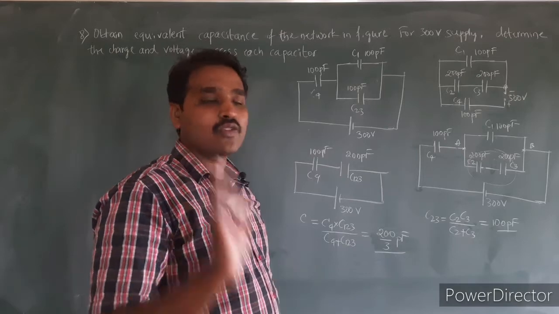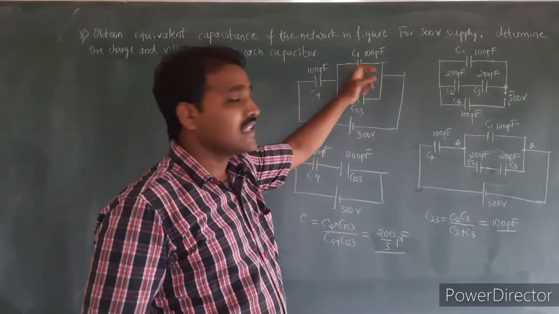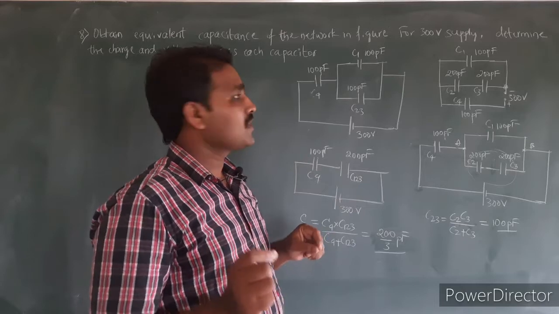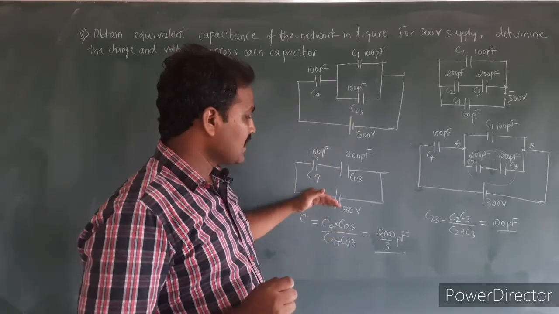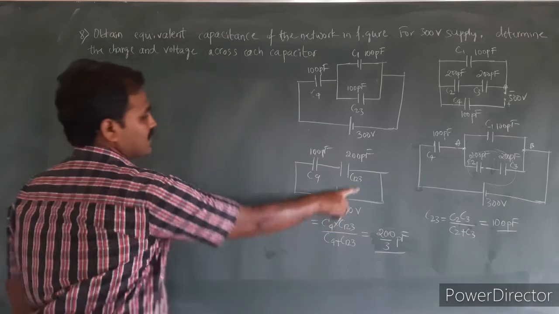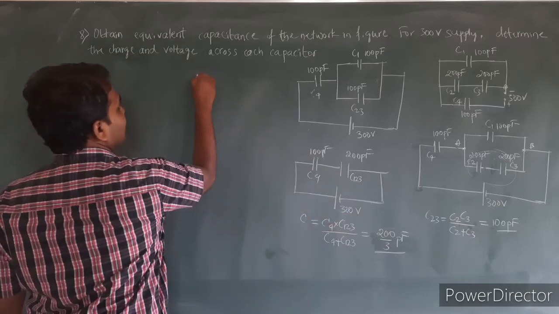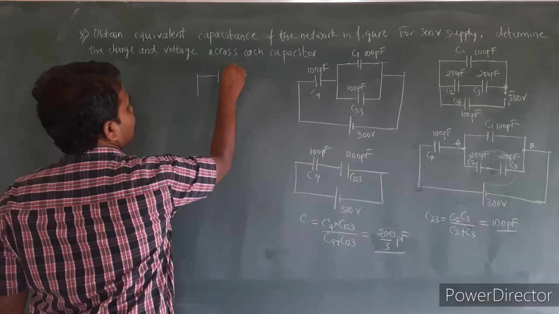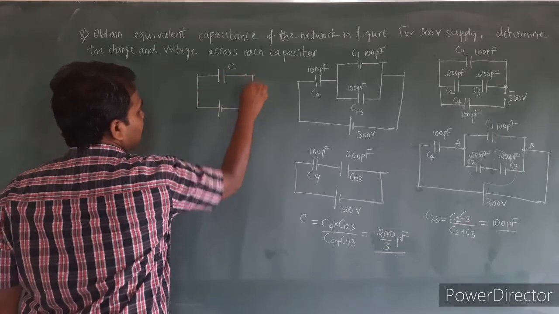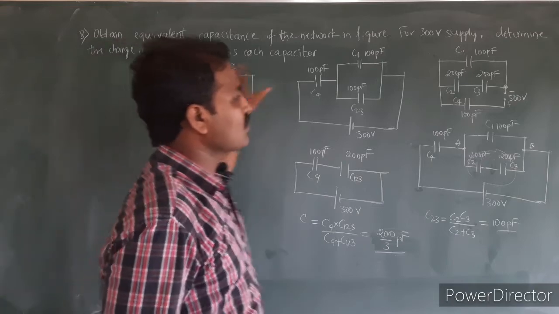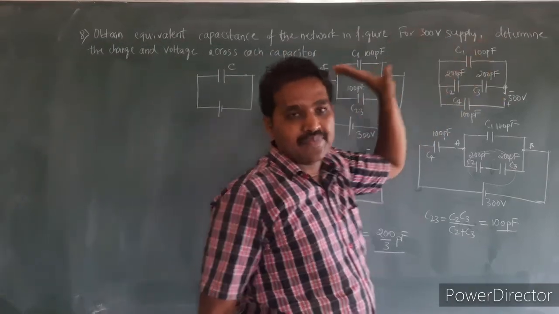Okay, then we have to find out what is the charge stored in each capacitor, as well as what is the potential drop across each capacitor. So for that let us go in reverse here. The final figure I can draw as this, the value of effective capacitance, and this is the supply voltage. So this is the equivalent circuit of the given network.